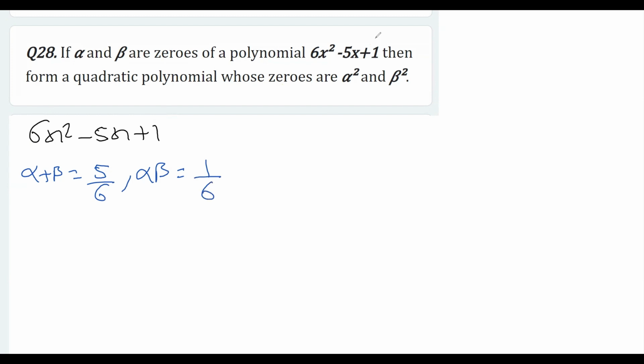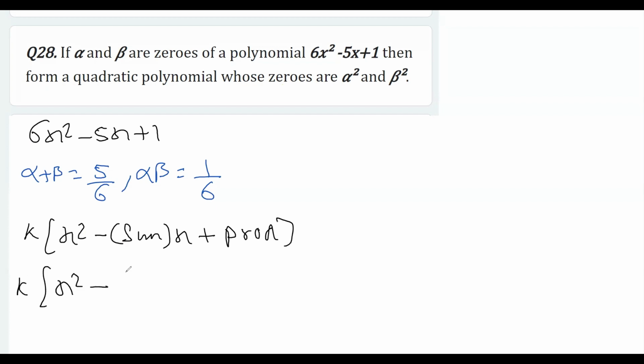Now we have to frame a quadratic polynomial, and the standard formula is k bracket x squared minus the sum of the zeros into x plus the product of the zeros. Now the polynomial that we have to form here has zeros not alpha and beta, but alpha squared and beta squared. So the sum will be what?